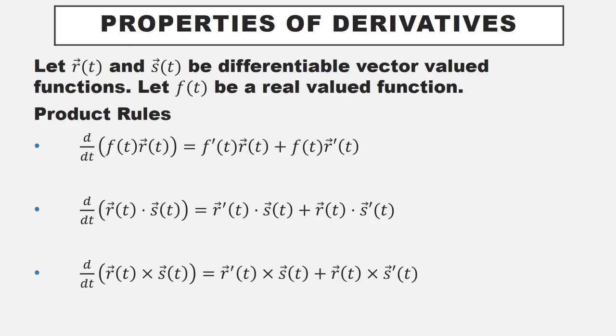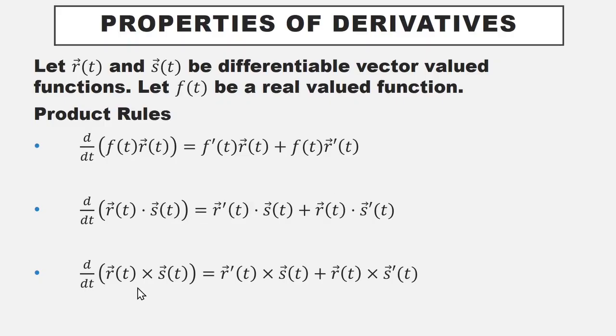Similarly, if I have the dot product of two functions, r and s, and then I take the derivative of the dot product, that would be equal to the derivative of r dot product with s plus normal r dot product with s prime, or the derivative of s.